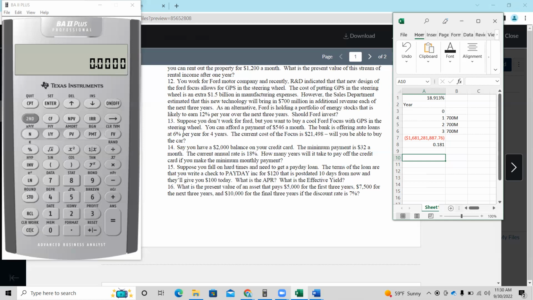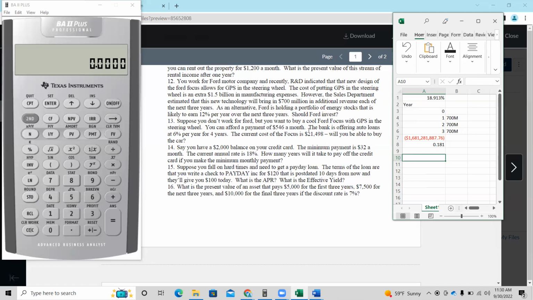Okay, let's solve number 13. Suppose you don't work for Ford, but you want to buy this cool Ford Focus with GPS in the steering wheel. You can afford a payment of $546 a month, and the bank is offering auto loans at 6% per year for 4 years. The current cost of the Focus is $21,498. Will you be able to buy the car?